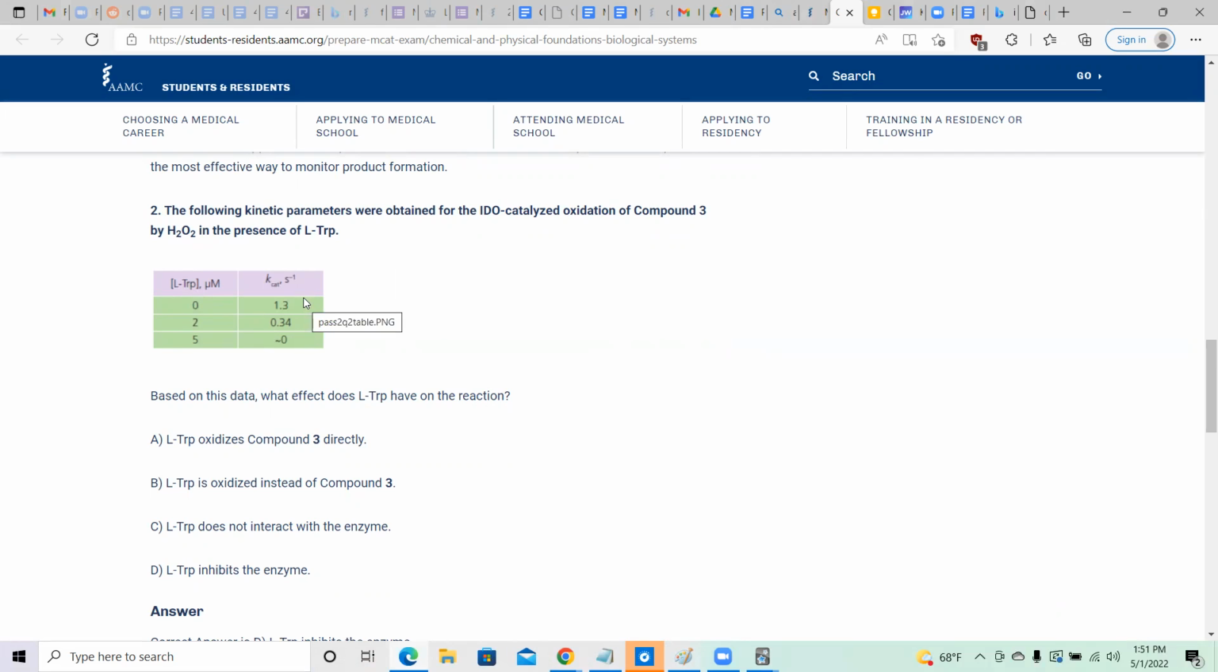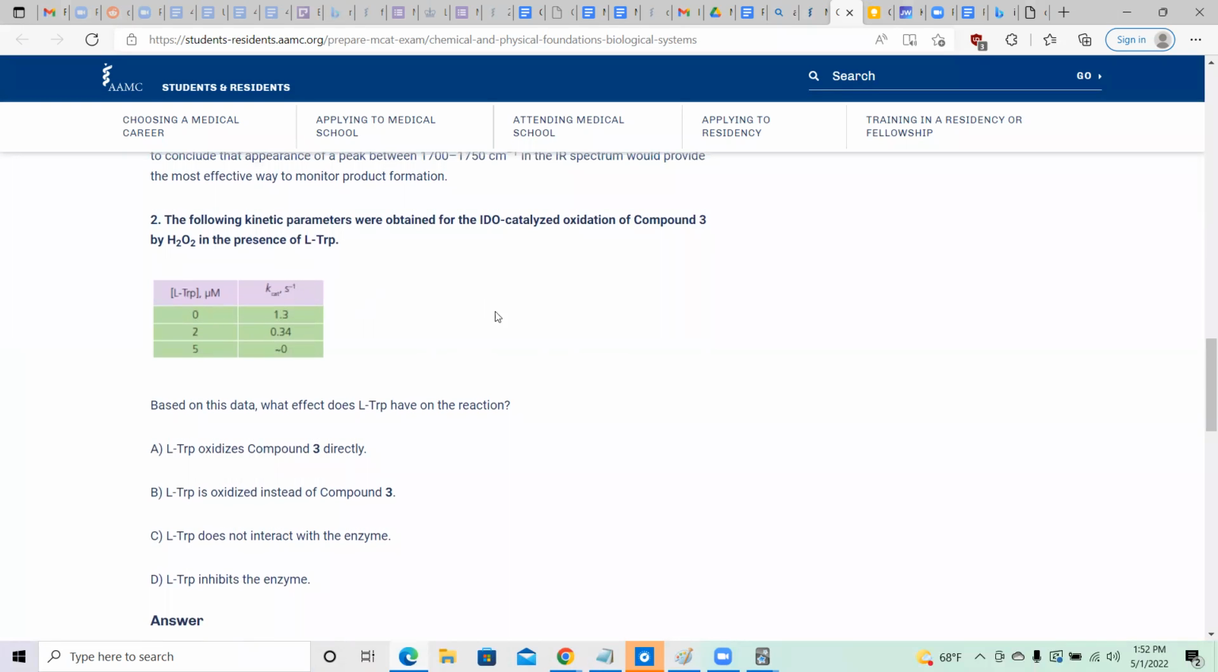And then in this column, we have something called kcat, and the units are 1/seconds, right? And we see that it's going from high to low. Do you know what kcat is? Have you ever heard of it? Yeah, that's turnover number, right? Turnover number. Okay, good. So if the turnover number is decreasing, which of these options seems to make sense?